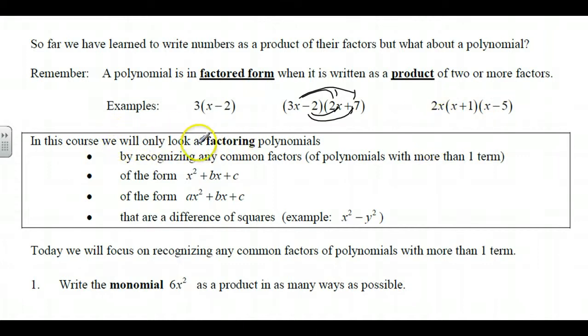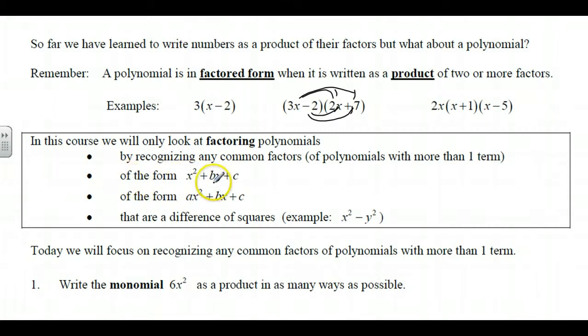In this course, we will only look at factoring polynomials by recognizing any common factors. So that's today, common factors of polynomials with more than one term. Since if it has one term, then there's really not much you can do to factor it, other than write it as a product, I guess.